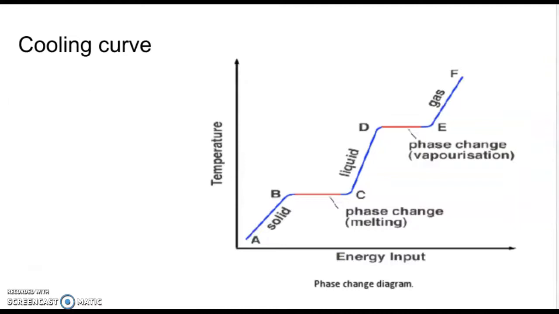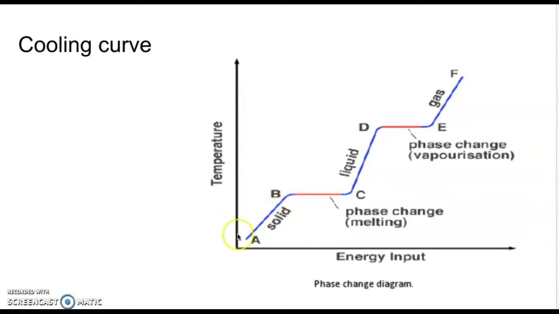So let's have a look at what happens when a material changes state. Here we have a cooling curve or a heating curve. In this case it would be heating. We're taking a material, let's start with a solid, and we're increasing its temperature.